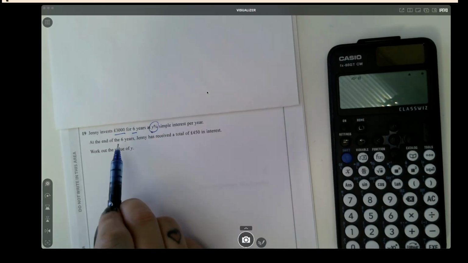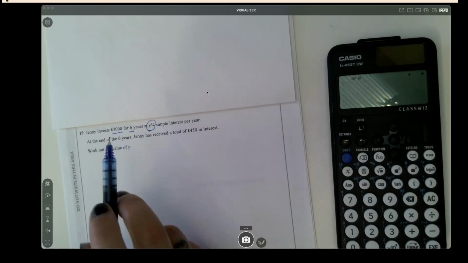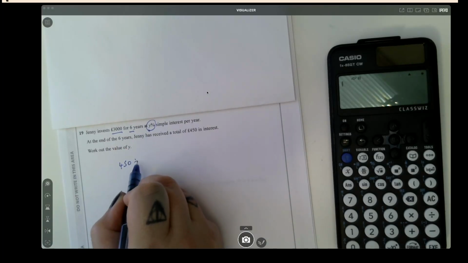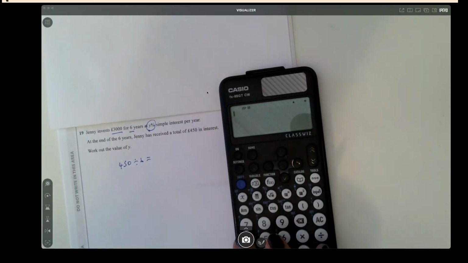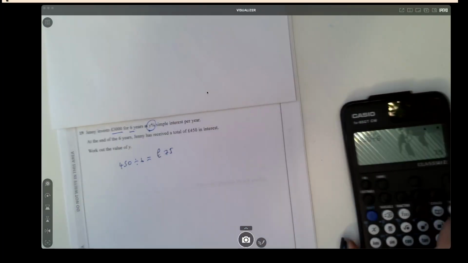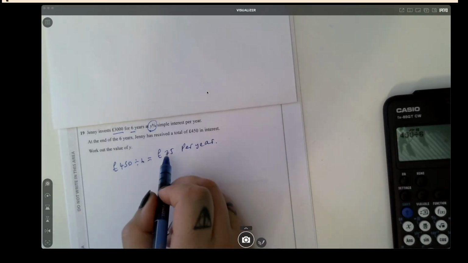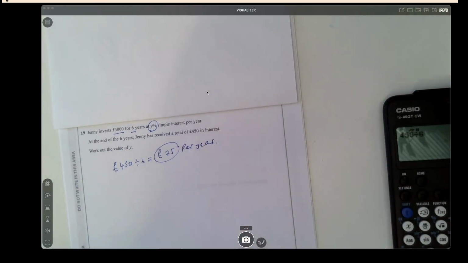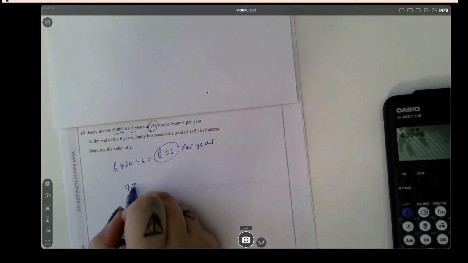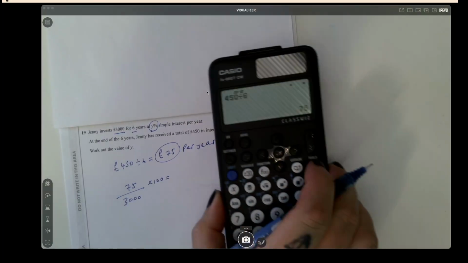So we would have worked out how much interest for 1 year, and then multiplied it by 6. So let's do the opposite of that. So 450 divided by 6 is £75. So they get £75 per year interest. So now I'm going to find out what percentage of 3,000 that £75 is. Okay, so £75 out of 3,000 and then multiply it by 100.